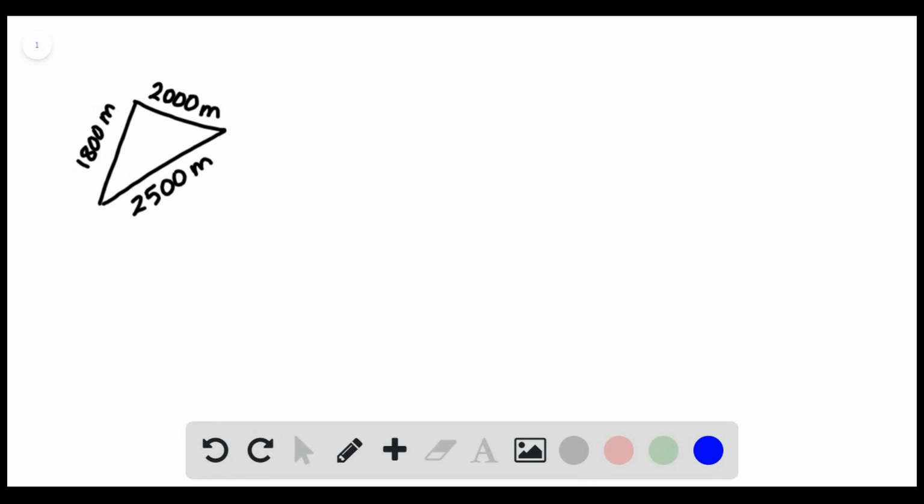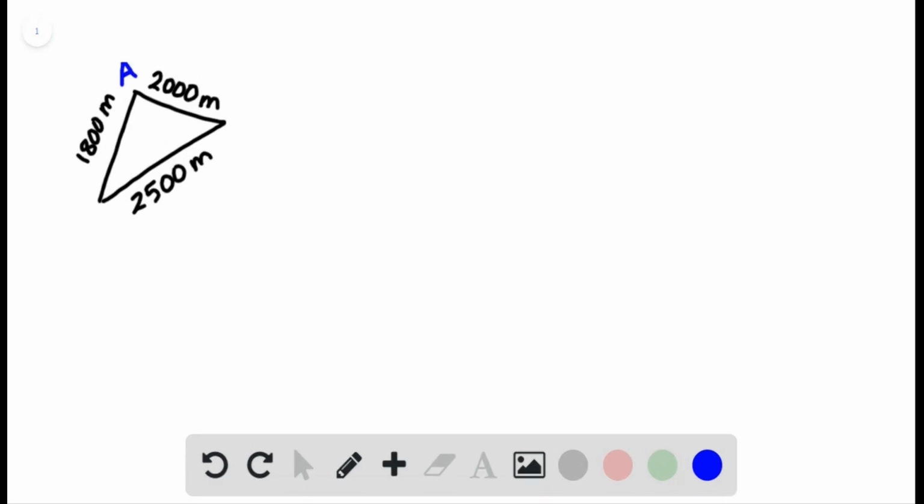So I'm going to label the angles with capital letters A, B, and C to label the vertices of a triangle. And basically, we remember from geometry that the largest angle is across from the longest side. So we know the largest angle is angle A. So our goal is to find the measure of angle A, and we're asked to round to the nearest whole degree.